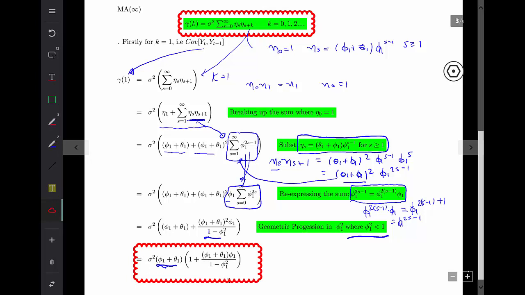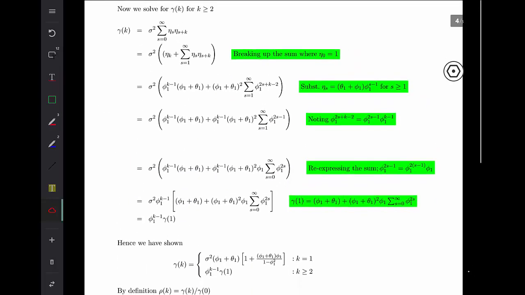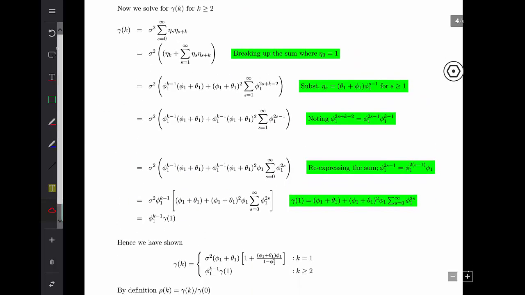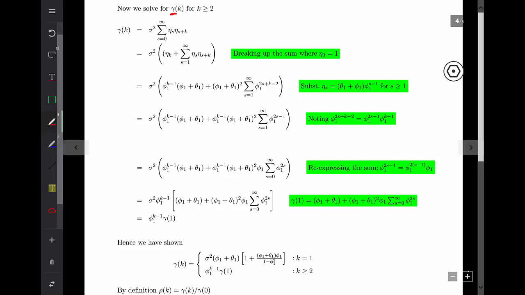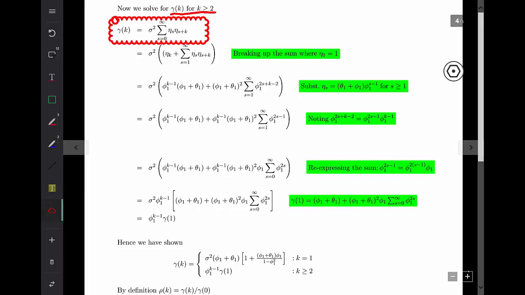Okay, we can now do it for lag 2 and all remaining lags. So now we can solve for the remaining autocovariances for all k greater than or equal to 2. First off, remember the general formula for any k, and just now we're going to do it for k greater than or equal to 2. We can then break up the sum again. At s equals 0, we're going to get ψk, and then the rest for s equals 1 and onwards.